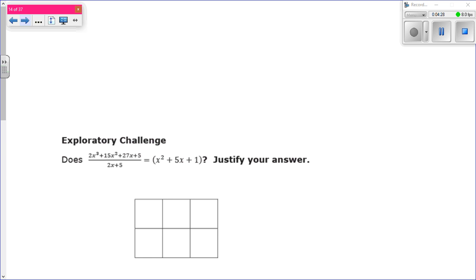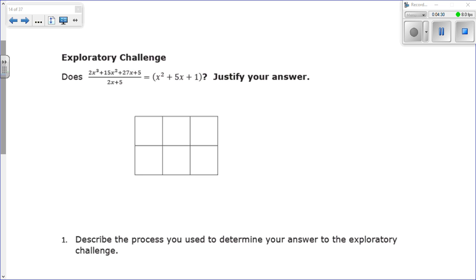So does 2x cubed plus 15x squared plus 27x plus 5 divided by 2x plus 5 equal x squared plus 5x plus 1? Justify your answer. Well, we are going to do what we call the reverse tabular method. We are dividing by 2x plus 5, and our answer before we multiplied, we wrote all along the outside of our box.